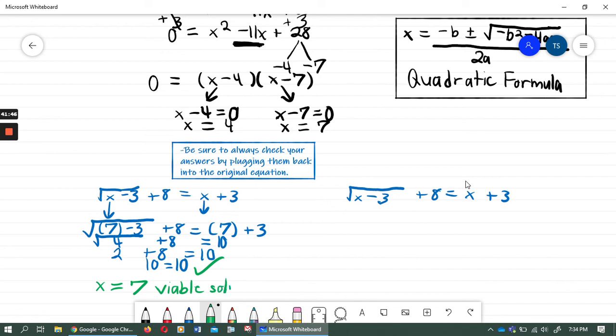I'm not apologizing for using big words like viable, and it's really not even a big word. It's only 6 letters. But anyway, we can refer to it as a viable solution if it works when you plug it back in. In other words, if it makes your equation true when you plug it back into it. All right, so x equals 7 is a viable solution.